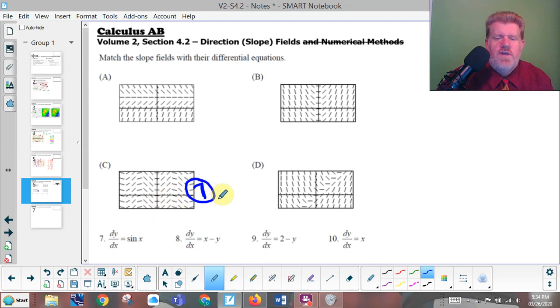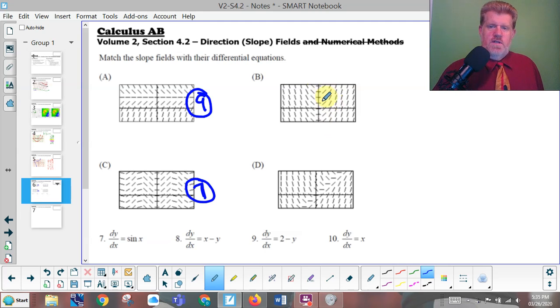Now how do I tell the rest? So if you look at, I usually pick a point, like 0, 0. At 0, 0, the slope here is 0. At 0, 0, the slope here is 0. At 0, 0, the slope here is not 0. So which one of the remaining ones would not give us 0 at the point 0, 0? Well, if x and y are 0, 0 minus 0 is 0. If y is 0, 2 minus y is 2 minus 0, which is 2. So at 0, 0, you have a slope of 2. That looks pretty good. We'll call that number 9.